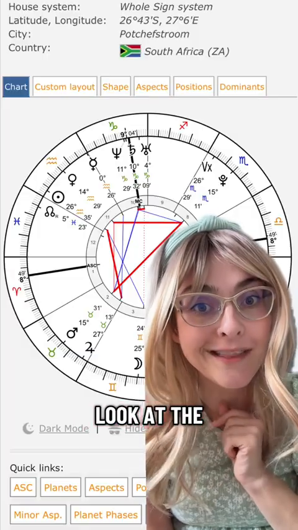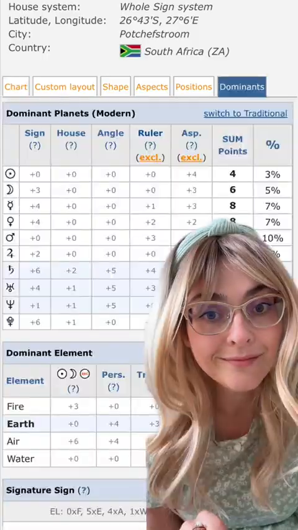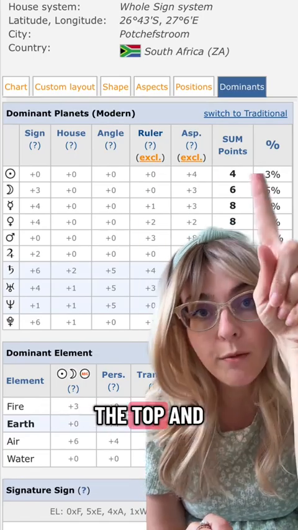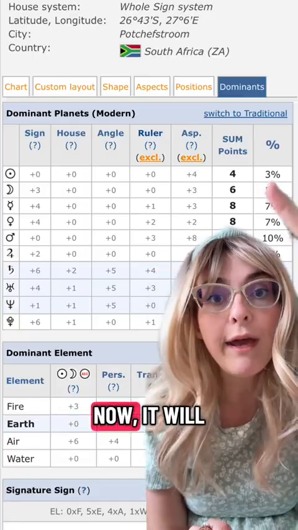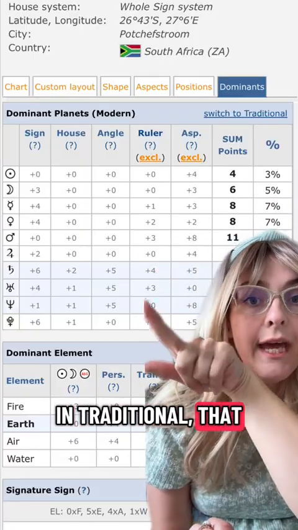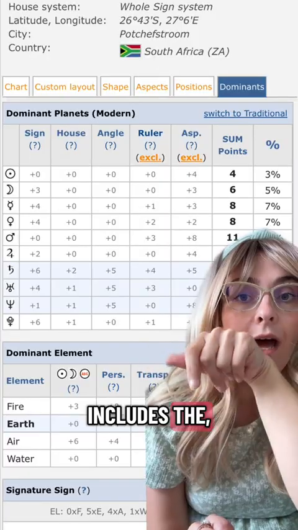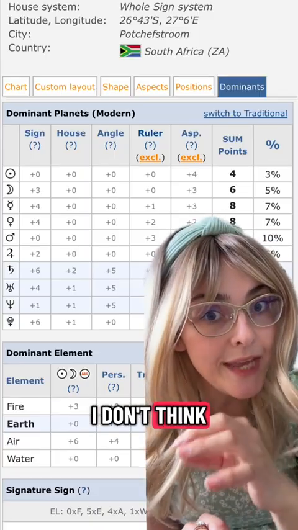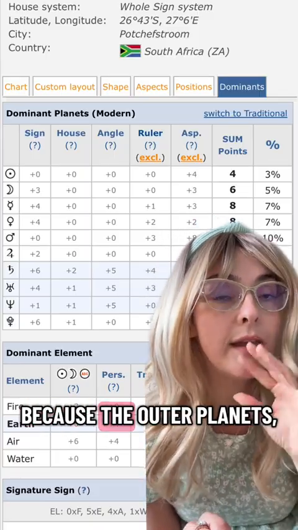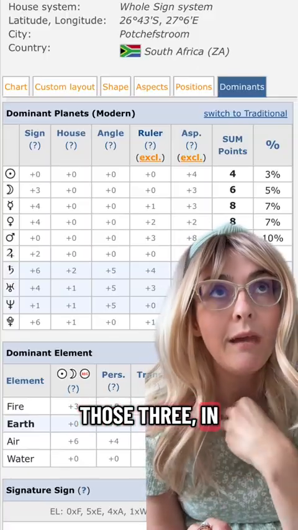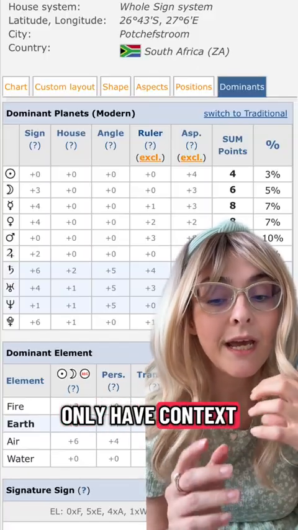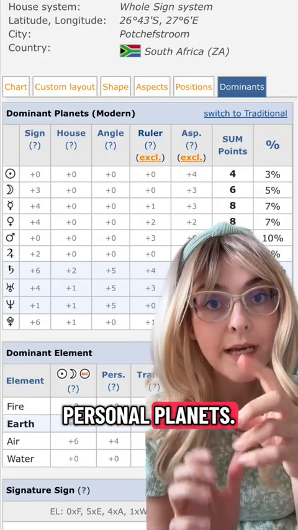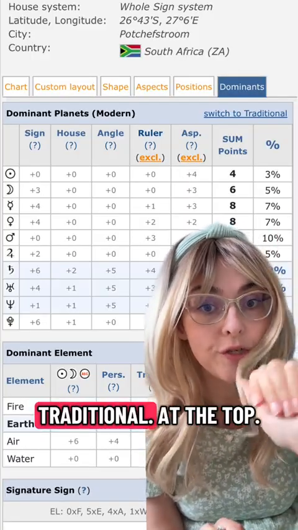Next, you are going to find your dominant planet. You are just going to look at the top and you're going to click on dominance. Now, it will give it to you in traditional that includes the outer planets Uranus, Neptune, and Pluto. I don't think it's as important because the outer planets, those three, in my opinion, only have context in relation to the aspects they make with your personal planets. So switch to traditional at the top.